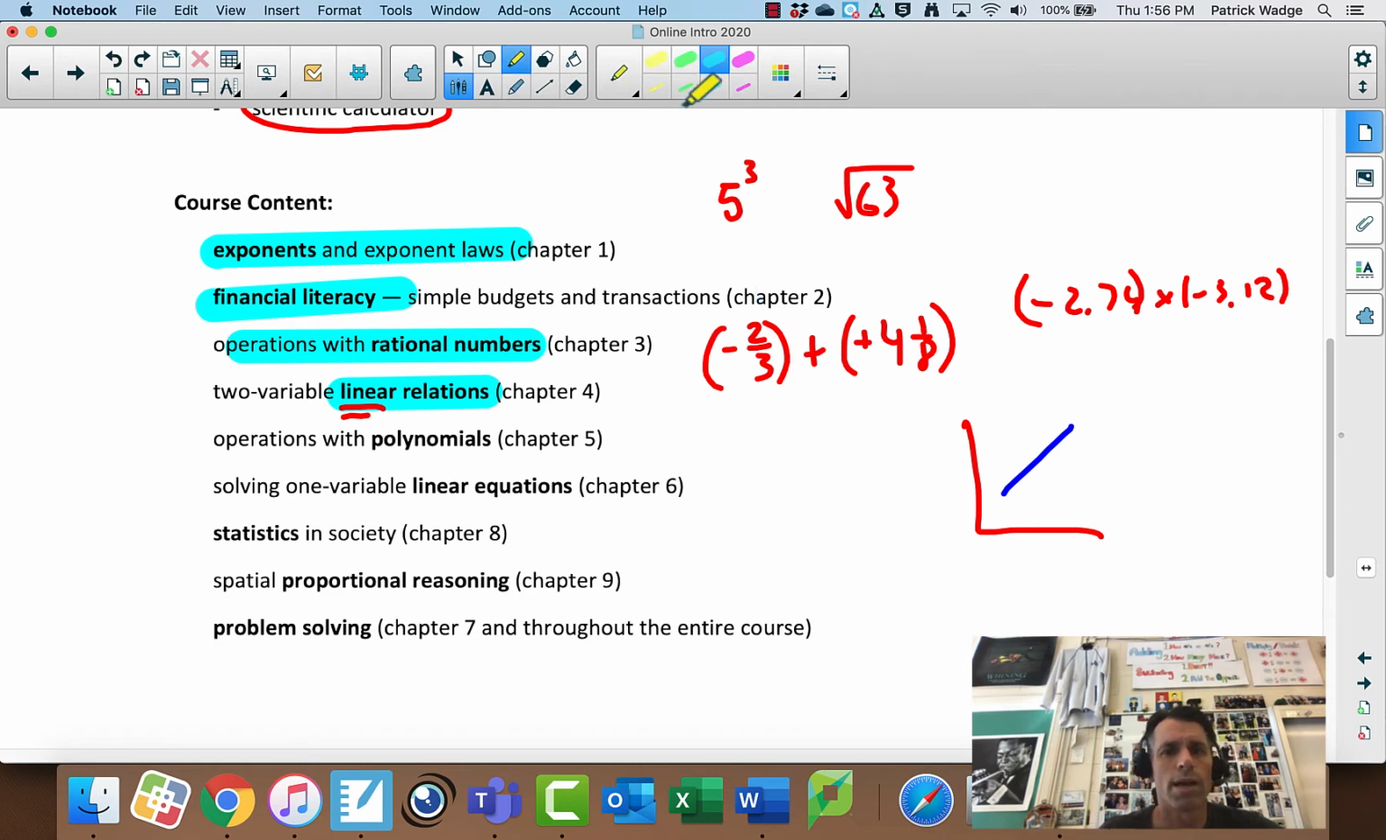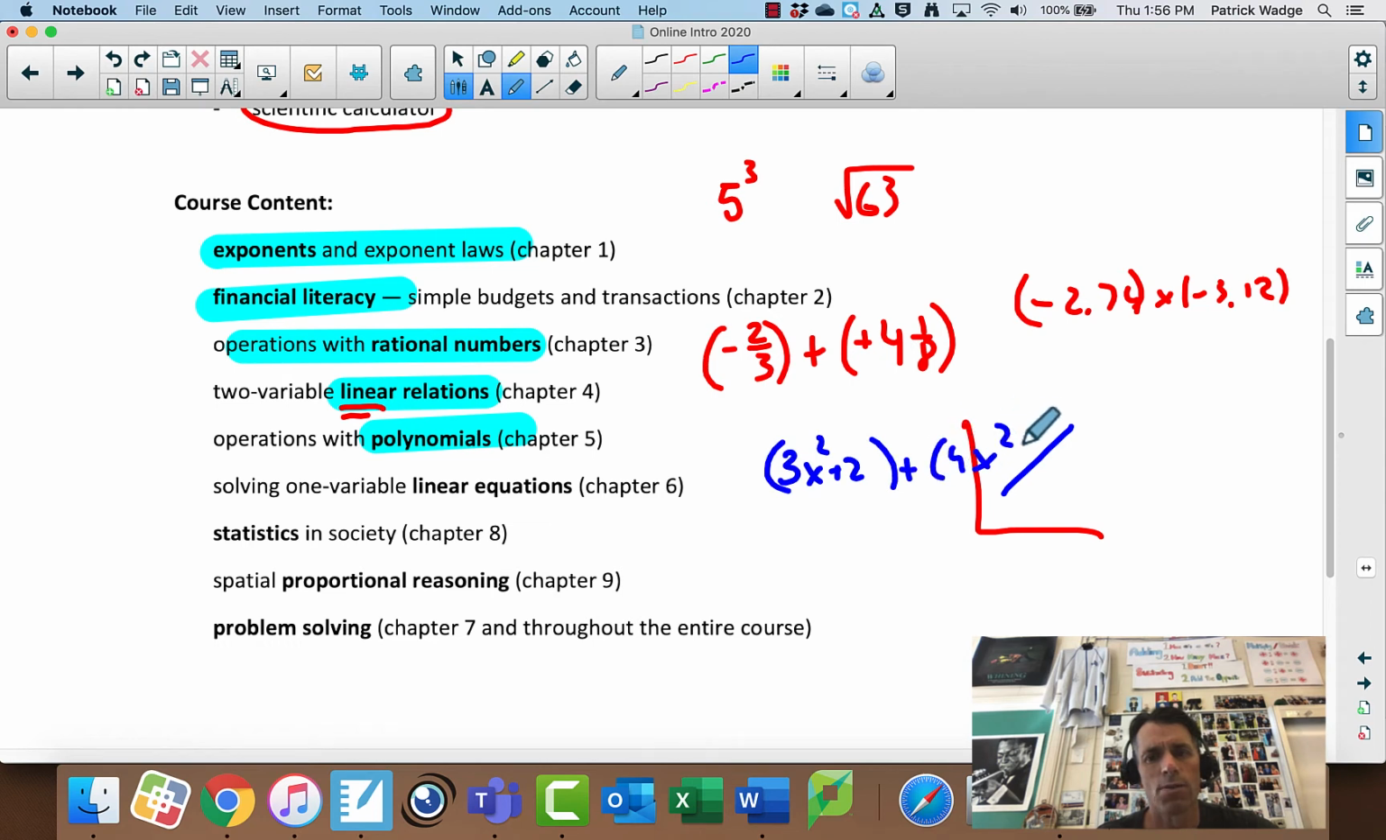For sure what we'll get to is polynomials. You're going to learn how to add and multiply and divide things like 3x squared plus 2 and add that to 4x squared plus 2x plus 3. Stuff like that. Okay? We will definitely get to solving linear equations.